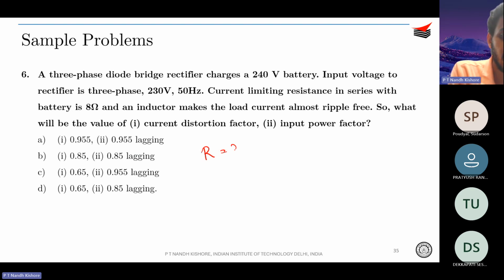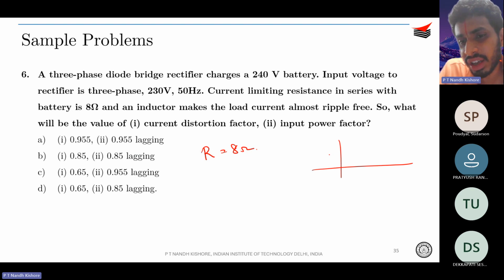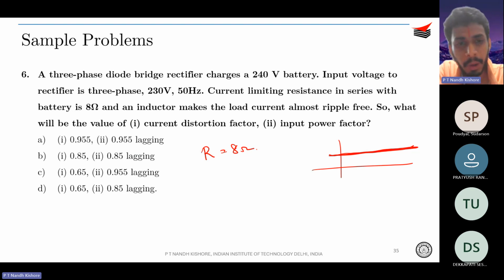So your load resistance is 8 ohms. Inductor makes the load current almost ripple free. So that's what I was telling, that the inductor current is almost constant, almost ripple free. So what will be the value of the current distortion factor and input power factor? We have solved this from top to bottom.